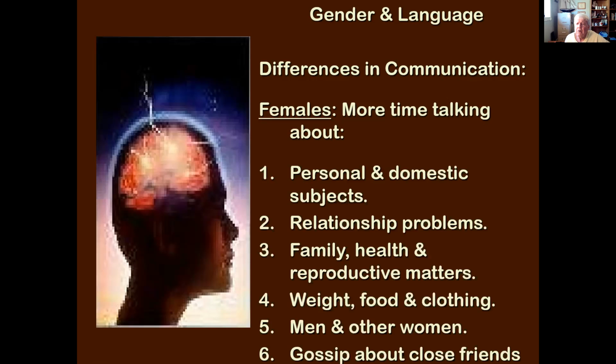Here are what females spend more time talking about: personal and domestic subjects, relationship problems, family, health, and reproductive matters, weight, food, and clothing, men and other women, gossip about close friends. Those are the categories that women tend to spend more time talking about. Not only these things, but these are the cluster that they feel very strongly about. And in light of that, you need to be aware of these sorts of realities.